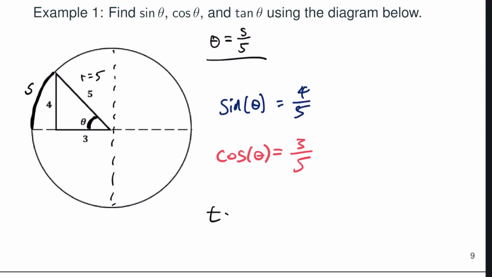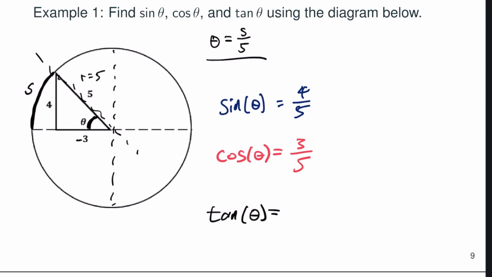What is tangent value? Tangent value is this slope. Well, slope is rise over run, so we just have 4 over 3. But here's the tricky part. Actually, maybe I should point out one thing about the cosine.